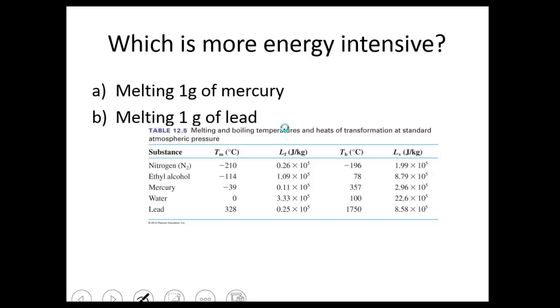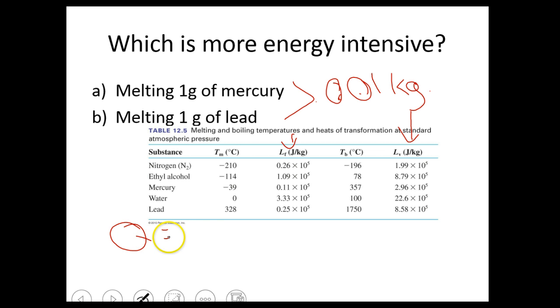All right. And so let's take a look at what would be more energy intensive, melting 1 gram of mercury or melting 1 gram of lead. So for both of these, the mass converts to 0.001 kilograms, right? And the heat required is the mass times the heat, and now I said melting, so that implies going from a solid to a liquid, which means I'll be using the heat of fusion, so L sub F.